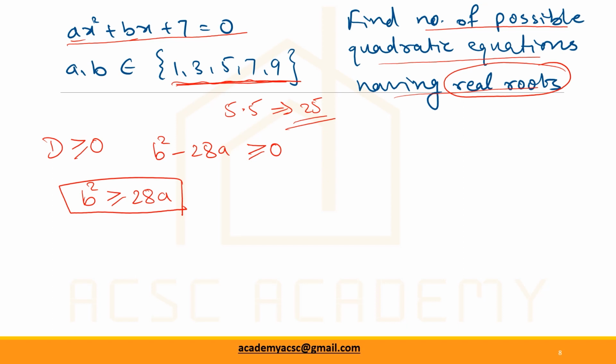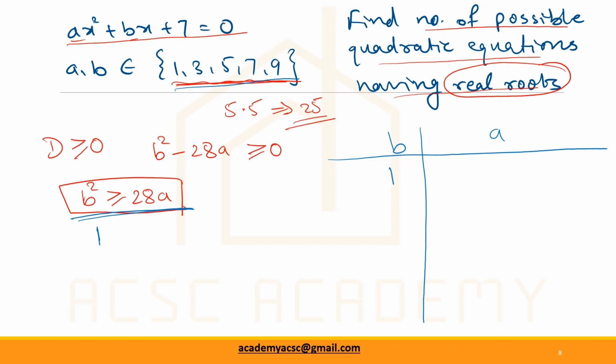So now we'll be picking up values one by one and checking if this condition is satisfied or not. Here let us take values of b, and here we'll be taking the corresponding values of a. For b equal to 1, is there any value for a in this particular set such that this will hold true? If there is 1 on this side, then it can never be greater than or equal to 28 times something when a is an integer taken from this set. So there is no possible value of a in this case.